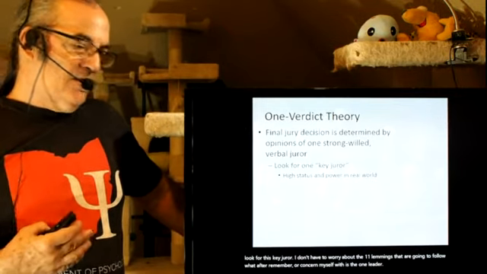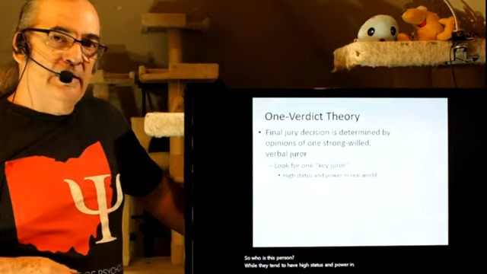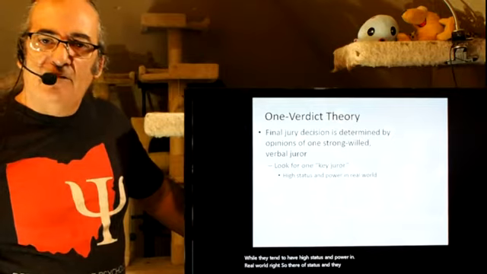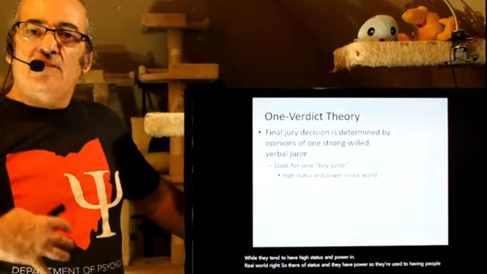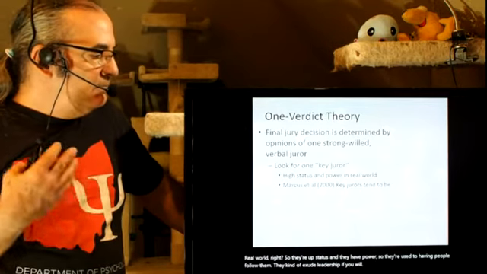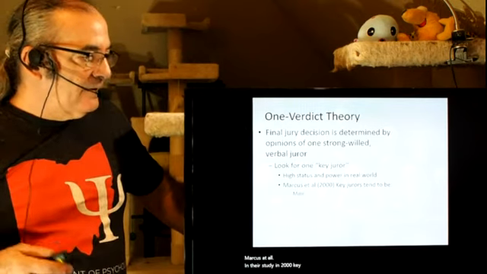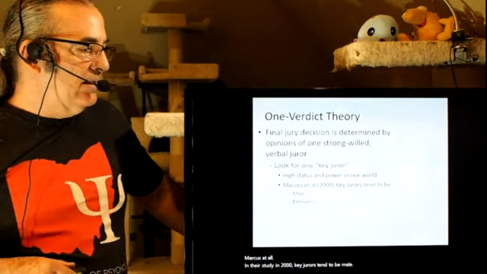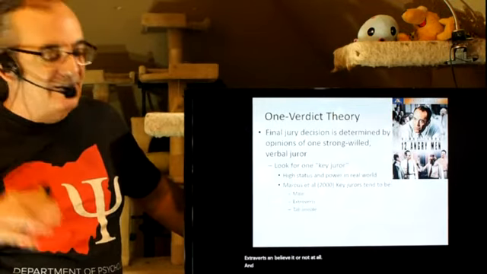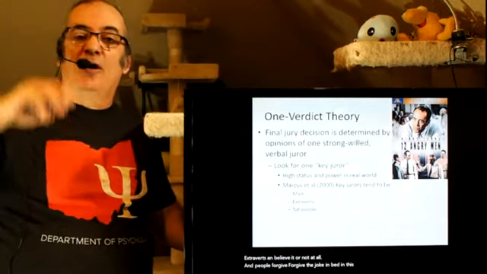So, who is this person? Well, they tend to have high status and power in the real world, right? So they're of status and they have power, so they're used to having people follow them. They kind of exude leadership, if you will. Marcus et al., in their study in 2000, key jurors tend to be male, extroverts, and, believe it or not, tall. And people... forgive the joke embedded in this. People tend to look up to tall people.